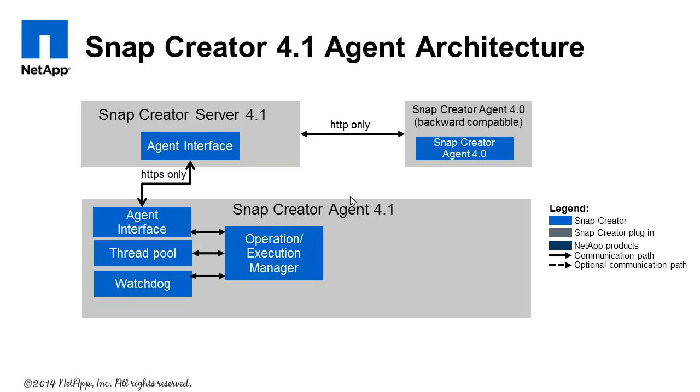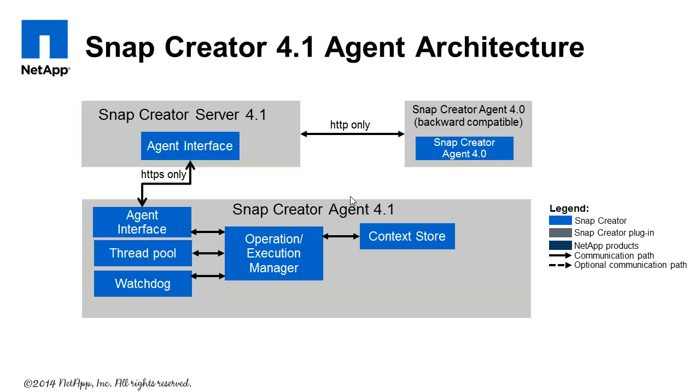The watchdog is triggered by the Execution Manager for certain operations, typically quiesce. The watchdog will call back to the Execution Manager after a specified time so that the Execution Manager can stop the operation if necessary and execute a corresponding undo operation.